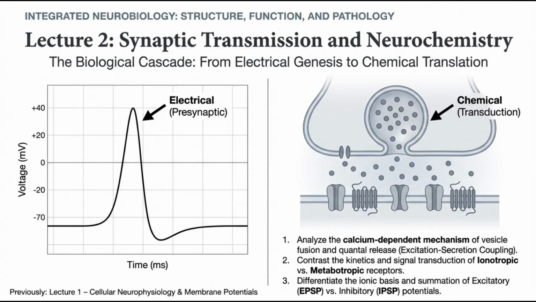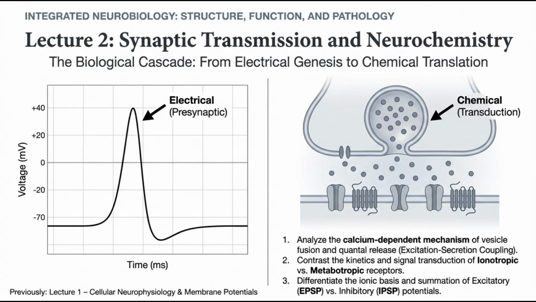Which is really the logical next step. In Lecture 1, we established how a single neuron generates an electrical signal, the action potential. But a neuron in isolation is useless. It's like a telephone with no one on the other end of the line. It can ring all day, but if that signal doesn't transfer, there is no communication. Today, we look at how that electrical signal jumps the gap to the next cell.